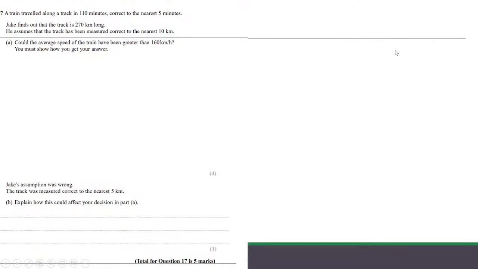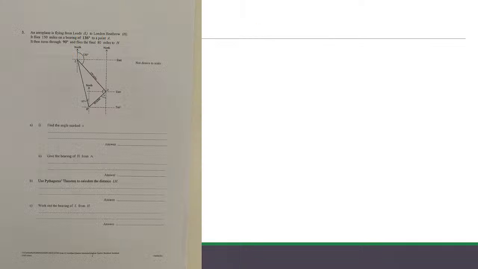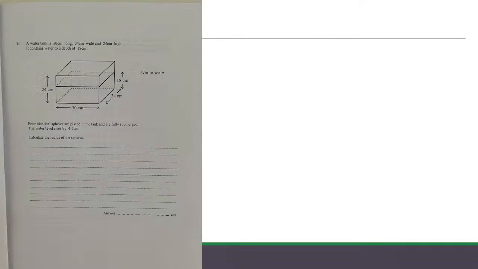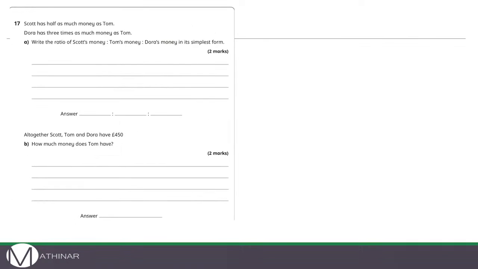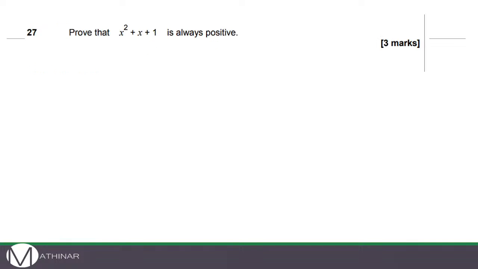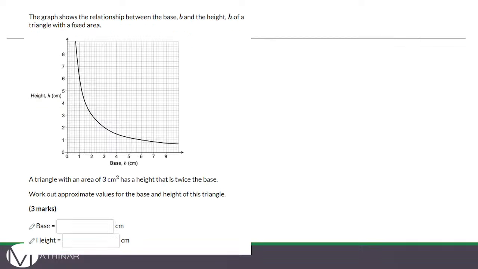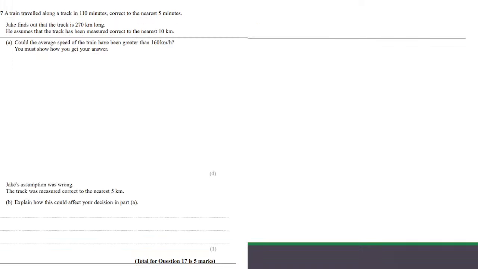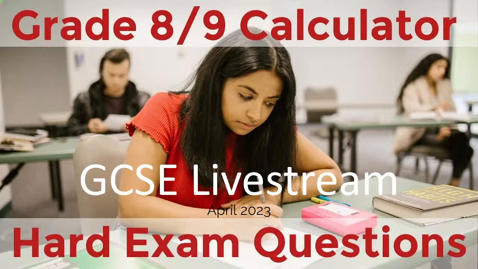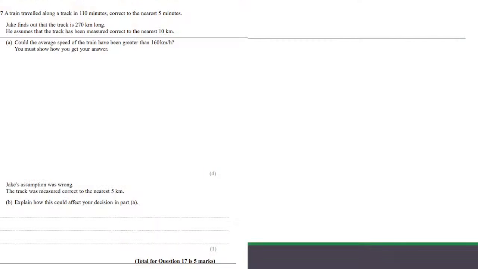So let me have a quick look at how many questions we have. We've got 1, 2, 3, 4, 5, 6, 7, 8, 9, 10, 11, 12, 13, 14, 15. So we've got 15 questions, and we're going to be working through these 15 questions. I'm going to go in the order that I've got them in.